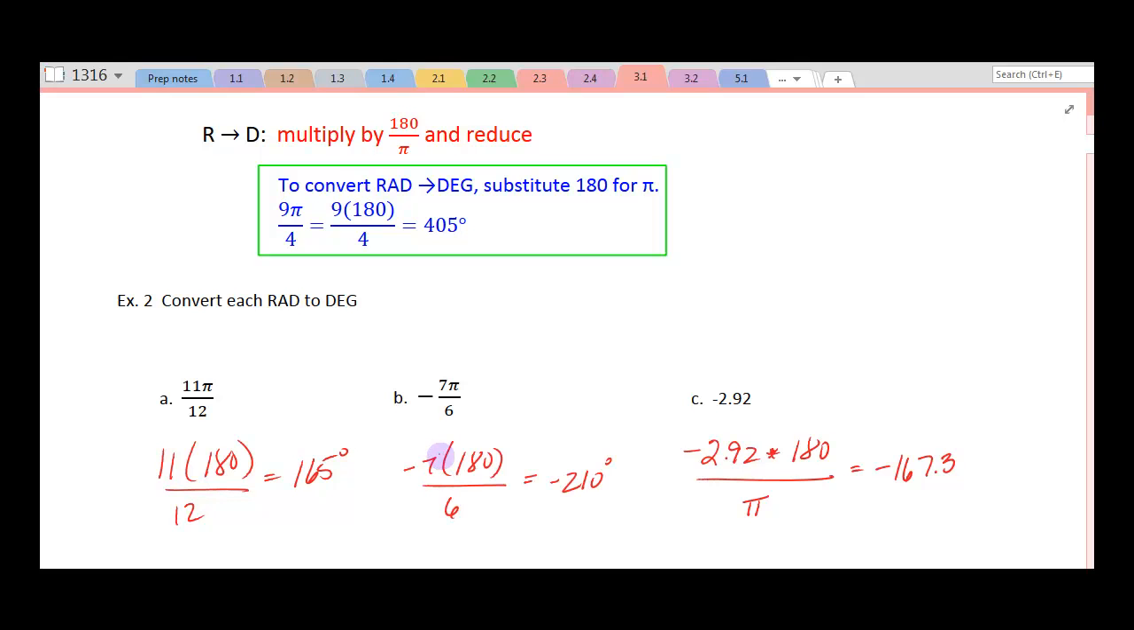So when you multiply this out, you have negative 7 times 180 divided by 6, and you get negative 210 degrees. So again, in order to convert from a radian into a degree, we're simply going to multiply by 180 over pi. But if my fraction already has pi in it, like this one here does, we're just simply replacing pi with 180 and simplifying the term.